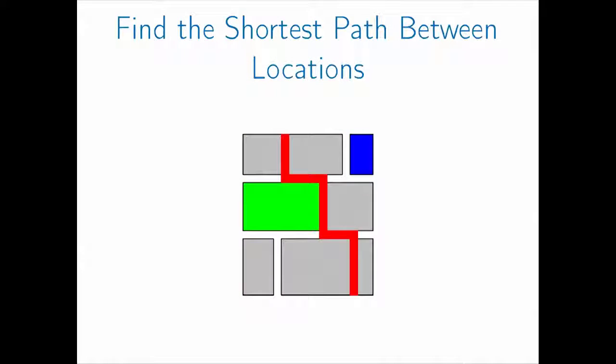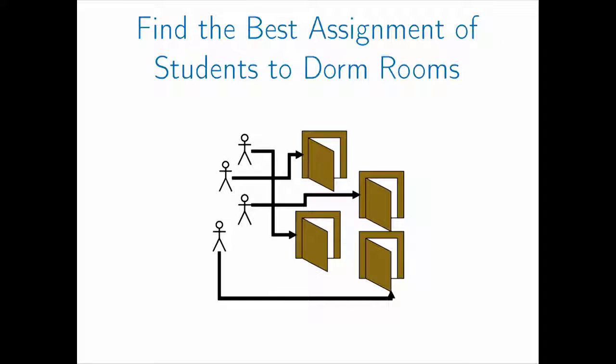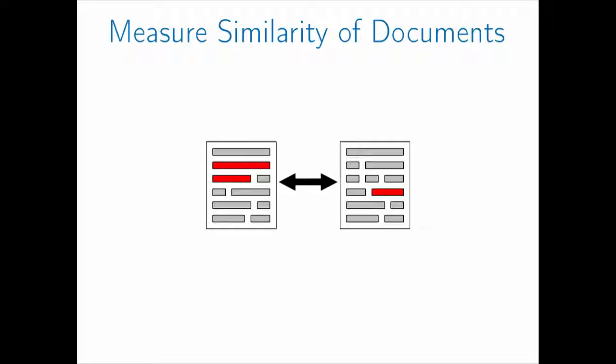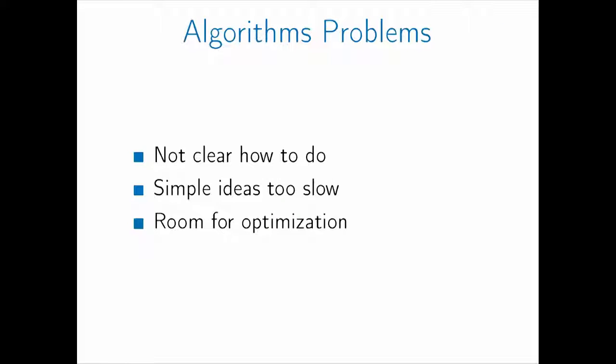On the other hand, there are some other problems, actual algorithms problems, where it's not so clear what you need to do. For example, you might be given a map and need to find the shortest path between two locations on this map. Or you might be trying to find the best pairing between students in dorm rooms given some sort of list of preferences. Or you might be trying to measure the similarity of two different documents. Now, for these problems, it's a lot more complicated. It's not immediately clear how to solve these problems.